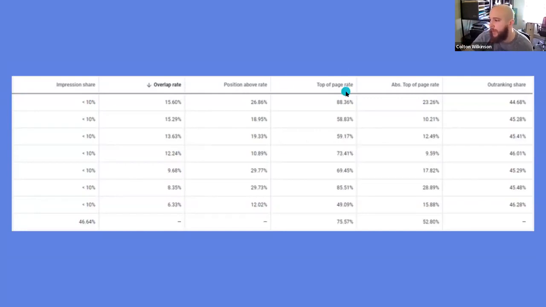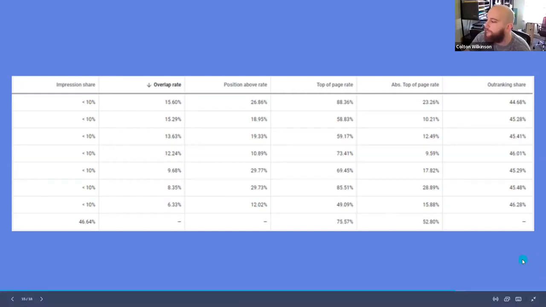And then top of page rate is when they're appearing in the ads, what's the percentage of times they're at the top of the page. And then absolute top of page rate is when they're in spot 1. And then outranking share is the percentage of times that, again, they're outranking us for that. So again, this is a great report you can check out if you want to see a little bit about what your competitors are doing and how you're faring against your competitors within Google Ads.